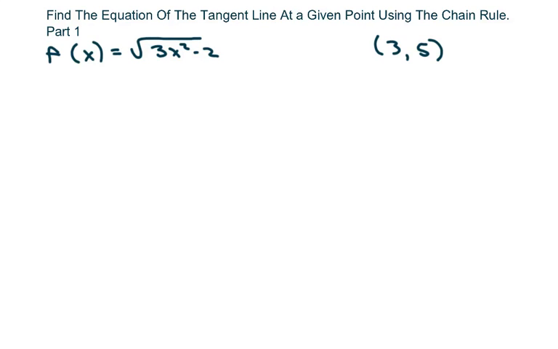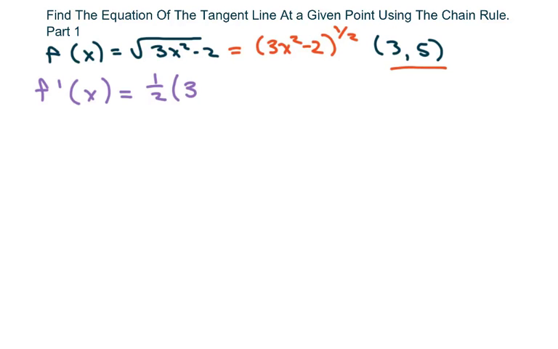Hi everyone, we're going to find the equation of the tangent line at a given point, namely this one, using the chain rule. This is part 1, and the first thing I'm going to do is rewrite my function to the 1/2 so I can use the chain rule. So we're going to take the derivative of f using the chain rule, and we're going to get 1/2 times 3x squared minus 2, and then 1/2 minus 2/2 is negative 1/2.